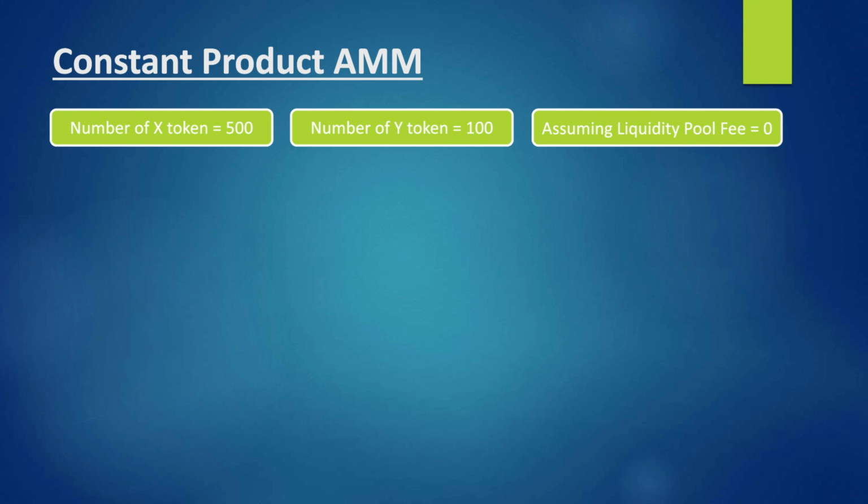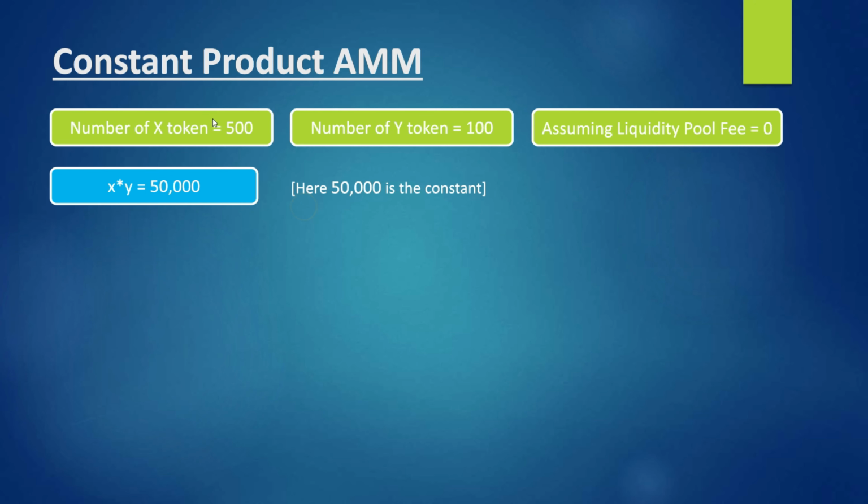Let's take one more example in order to better understand it. In this particular case, as you can see, the constant will be 500 into 100, that is equivalent to 50,000. Now this time, let's say the trader wants 100 x tokens from the liquidity pool. If the trader withdraws 100 x tokens from the liquidity pool, how many x tokens will be left inside the liquidity pool? 500 minus 100, that is 400 tokens will be left inside the liquidity pool.